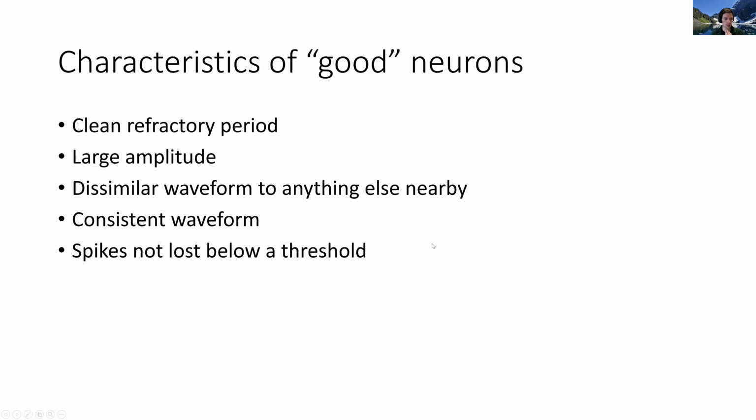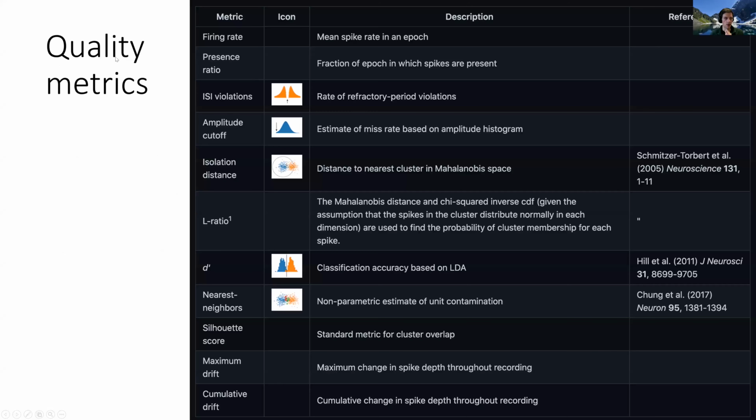So these are general characteristics of good neurons. And there are quality metrics to quantify exactly how much of a problem each of these things are. Now, these are just estimates, and unfortunately, I cannot tell you that there's any single quality metric that's going to give you a 100% answer that you can completely trust and will be perfect in all cases.